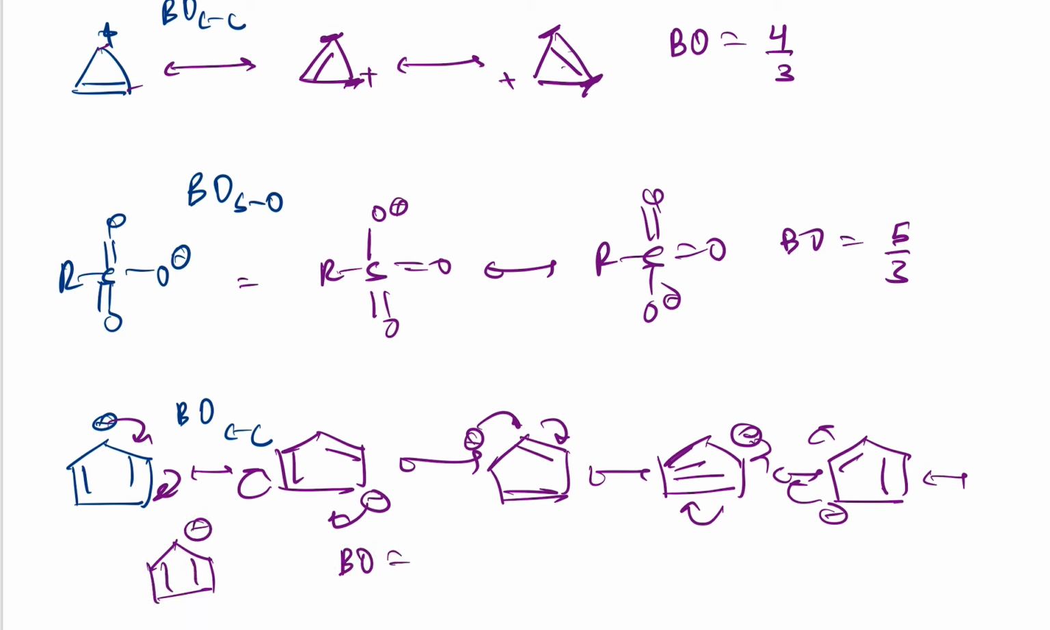So bond order. Fix any two bonds, 1, 2. We just fix any two bonds. These two are 1 and 2, 3, 4, 5, 6. 1 and 6 are identical, so we will not include the 6th one. So the bond order is 1, 2, 3, 4, 5, 6, 7. 7 is the total number of bonds divided by 5. So 7 by 5 is the bond order.